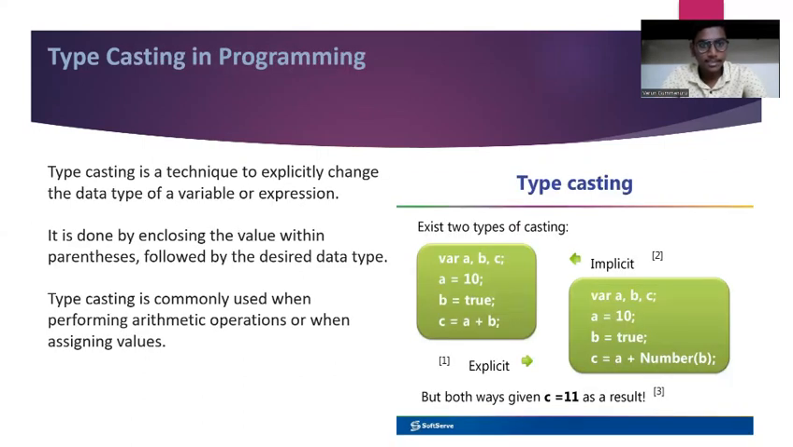Next, typecasting in programming. Typecasting is a technique to explicitly change the data type of a variable or expression. It is done by enclosing the value within parentheses followed by the desired data type. Type conversion is commonly used when performing arithmetic operations or when assigning values.